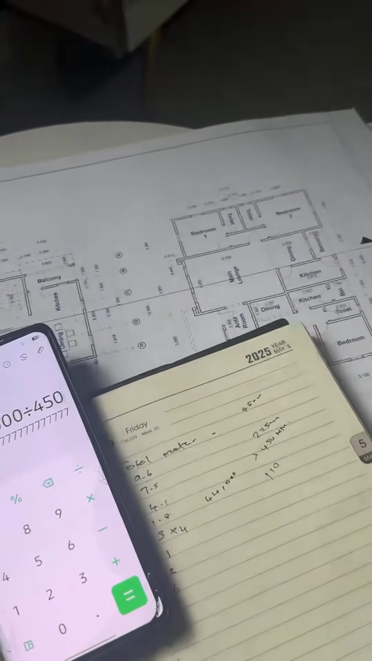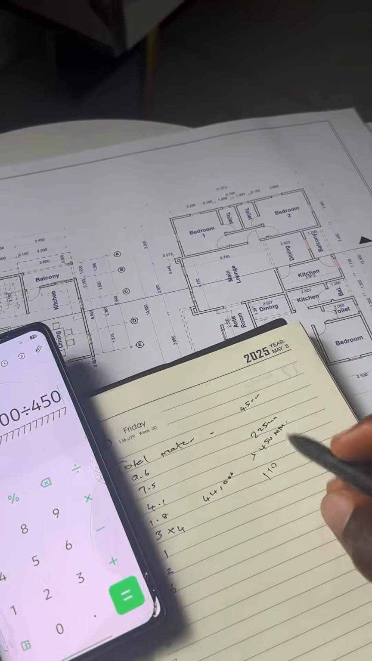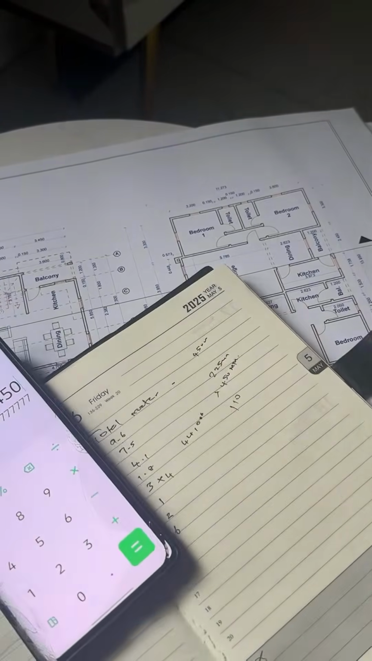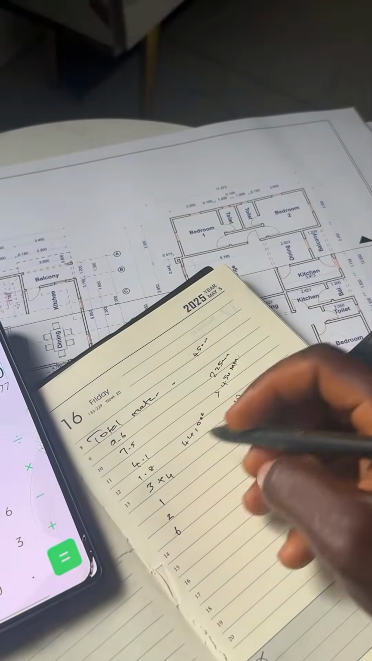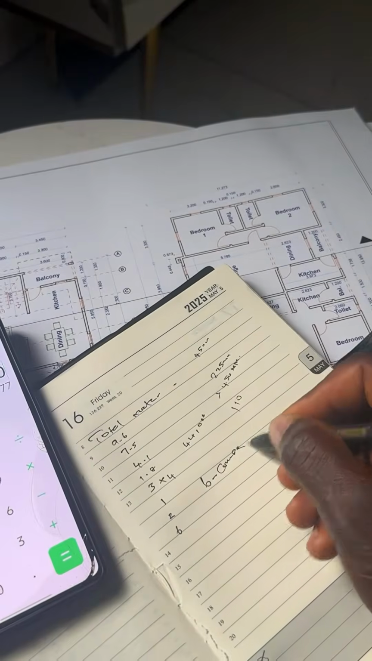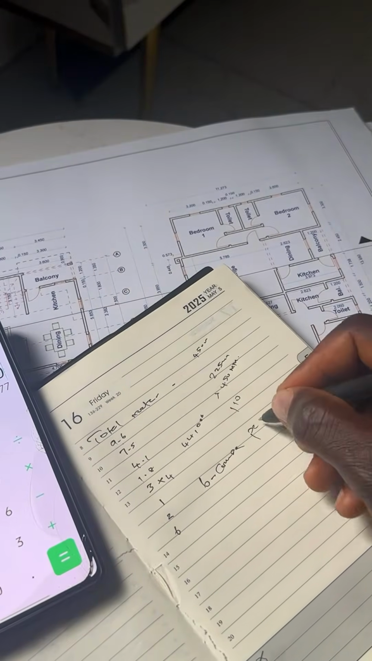Okay, back to what we are doing. So the first layer is 110 blocks, and we're looking at the height of 6 courses, DPC height. Let's say 6 courses DPC height. That's what we are looking for.